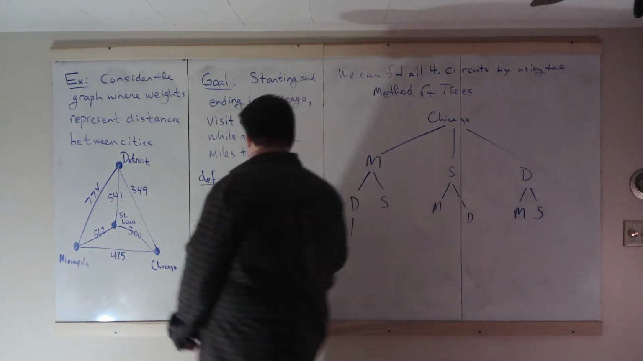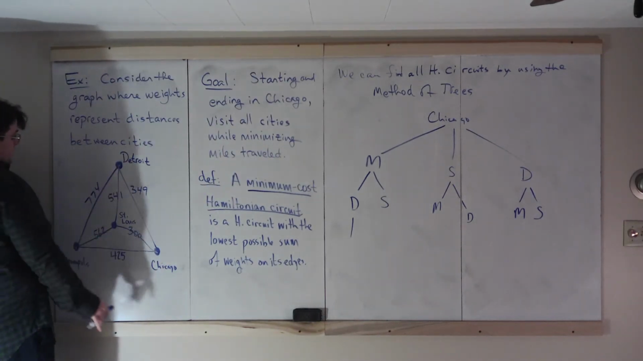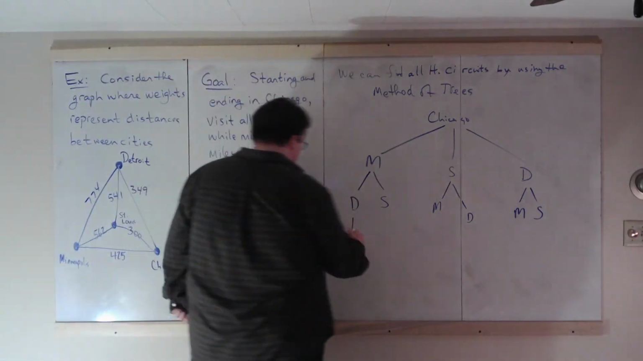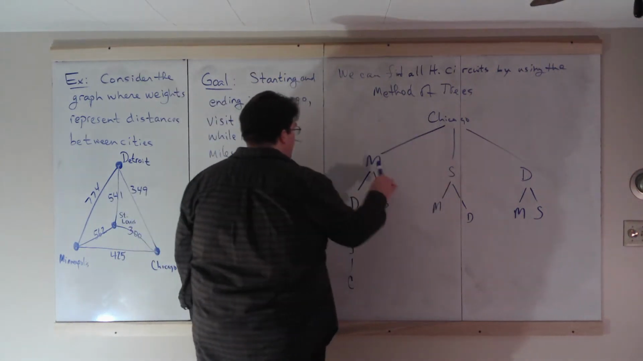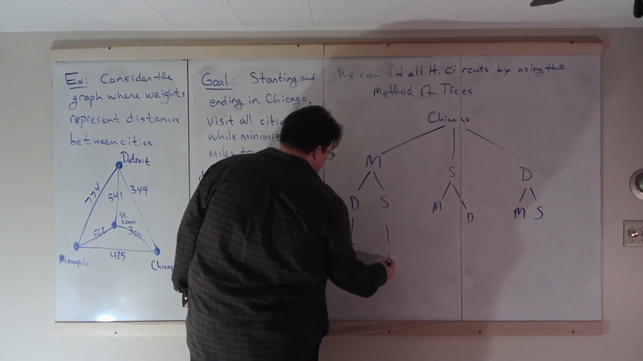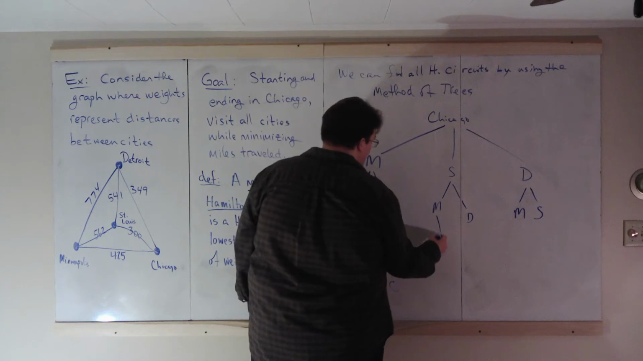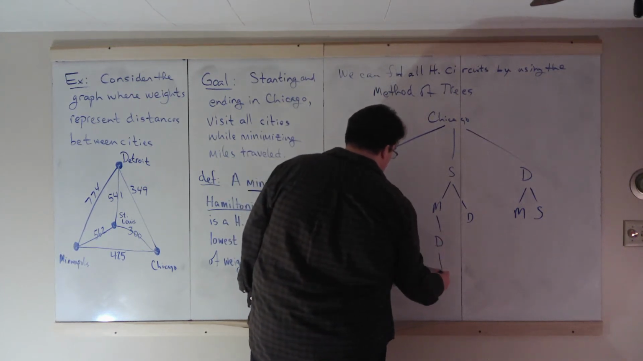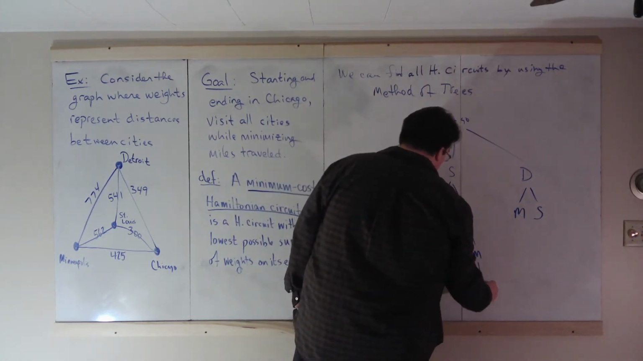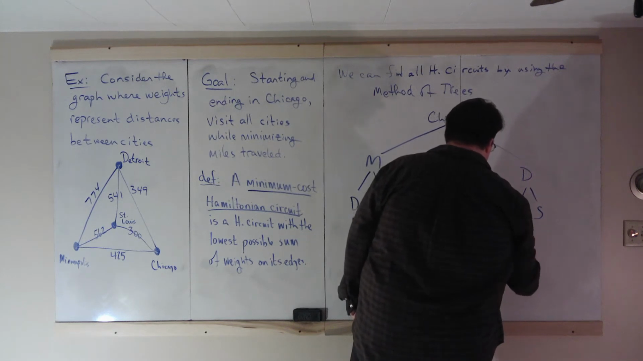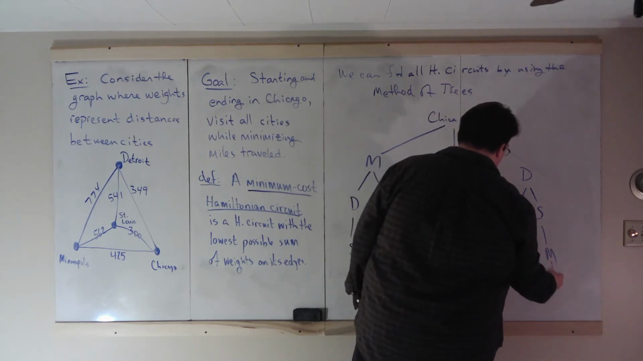Because if we visit, in the first example, Chicago, Minneapolis, Detroit, well, then we have to go to St. Louis, and then we have to go back to Chicago. If you do Chicago, Minneapolis, St. Louis, well, then you have to go Detroit, back to Chicago. If you go Chicago, St. Louis, Minneapolis, then you need to go to Detroit, back to Chicago. Chicago, St. Louis, Detroit, you need to go Minneapolis, back to Chicago. Chicago, Detroit, Minneapolis, you need to go to St. Louis, back to Chicago. Chicago, Detroit, St. Louis, you need to go to Minneapolis, and then back to Chicago.